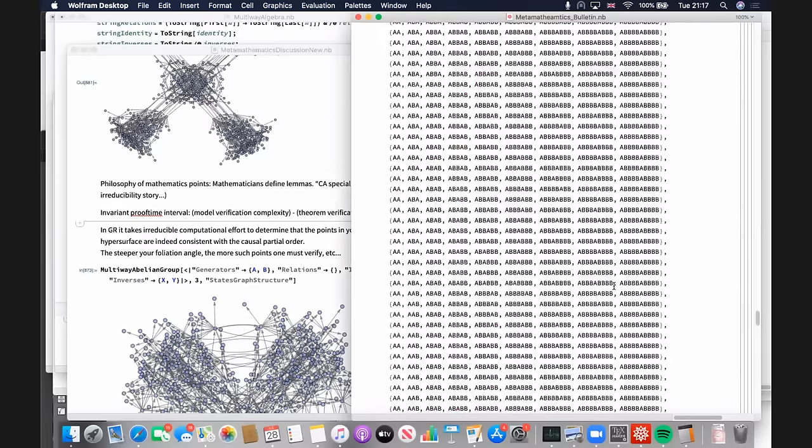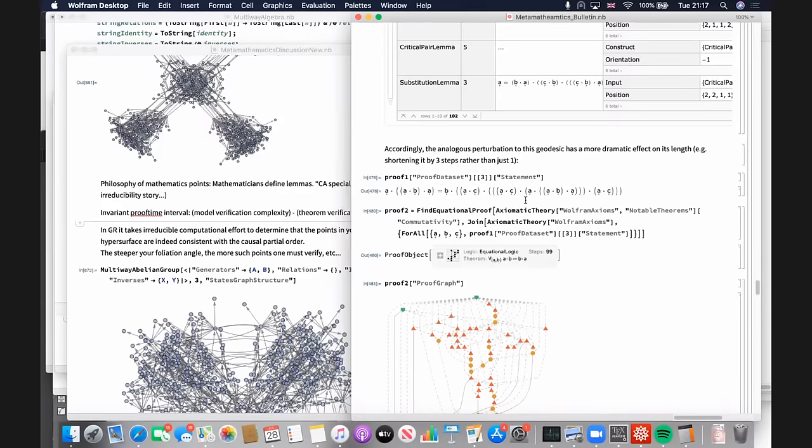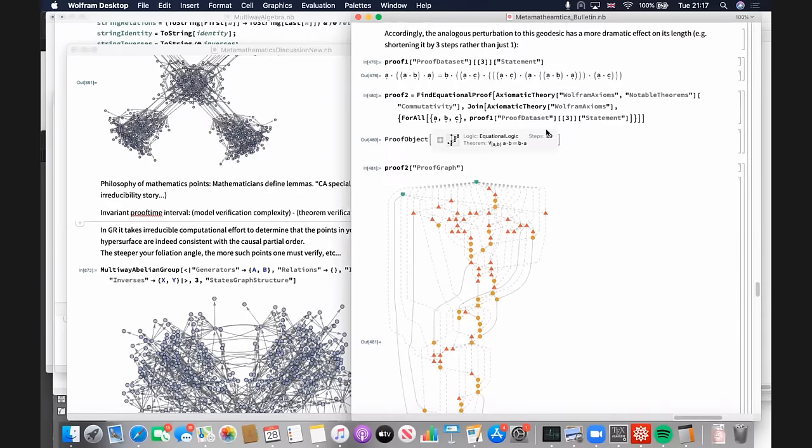In the NKS book, needless to say, I did this thing of adding lemmas, which is the thing I did here. So you can shorten proofs by adding lemmas. You can achieve a speed up of 3 steps by adding only a single lemma, at the expense of increasing the computational complexity of verifying that the lemma you added was compatible with the original set of axioms.